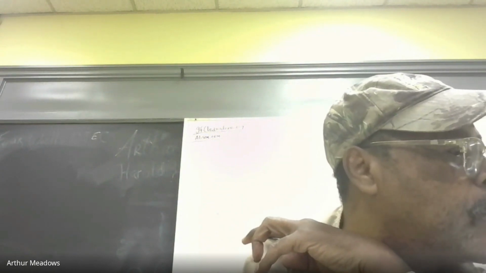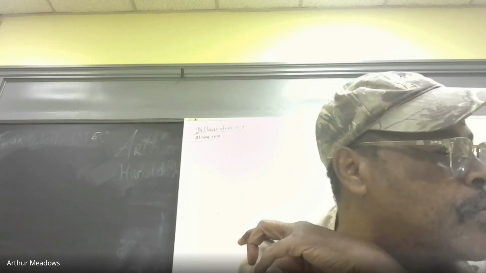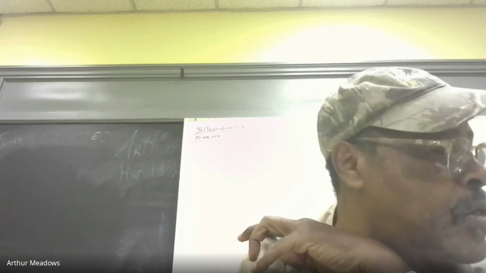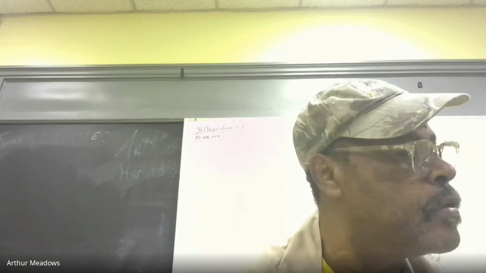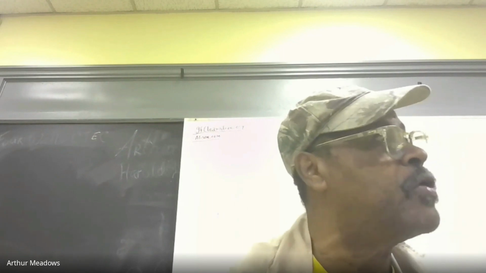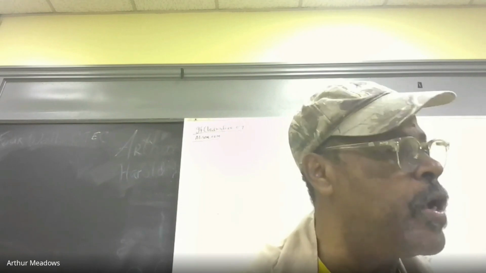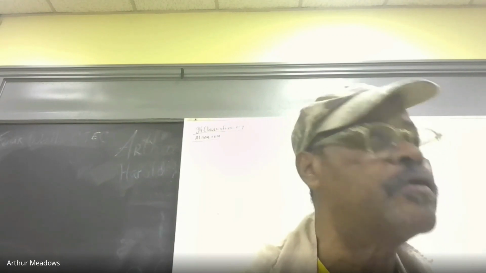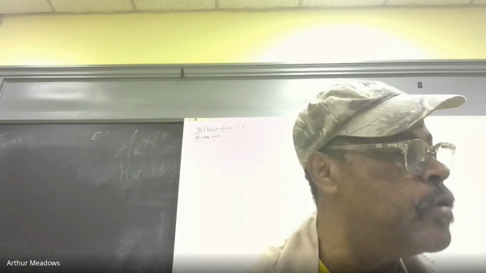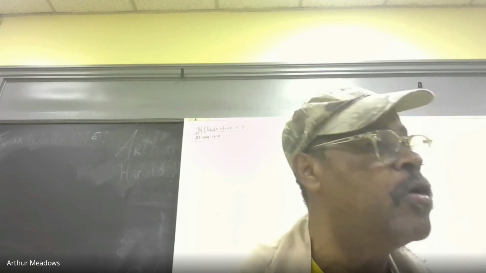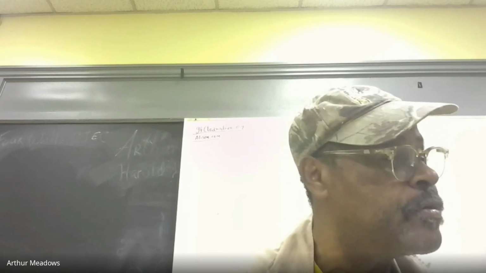1 centimeter equals how many meters? 0.1? Is that what we're getting? 0.01, right? Yeah, that's meters. 1 centimeter equals 0.01 meters.